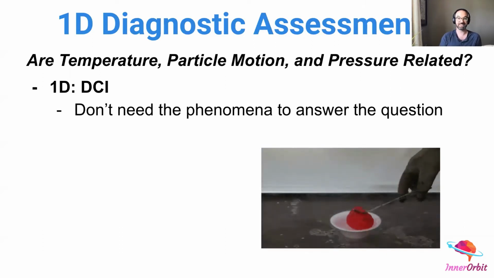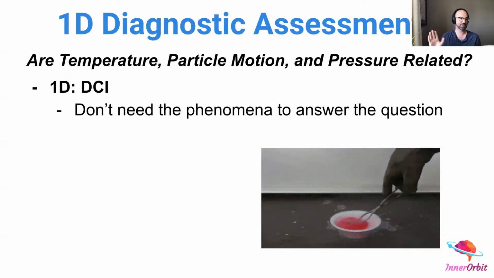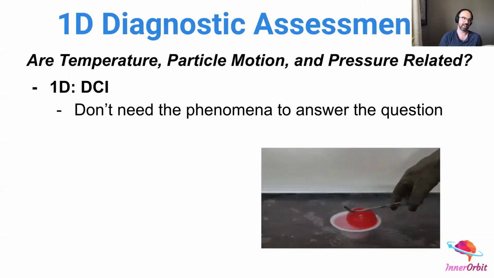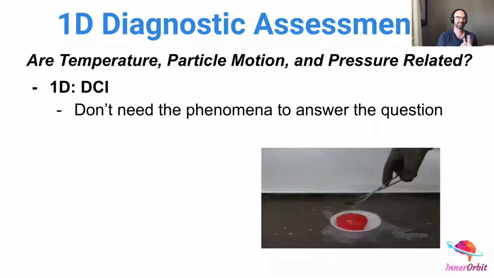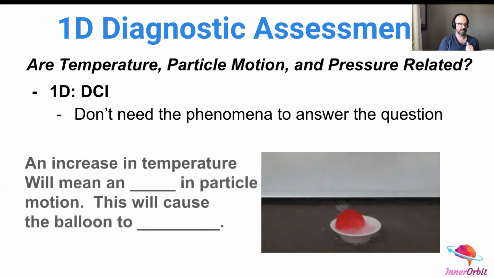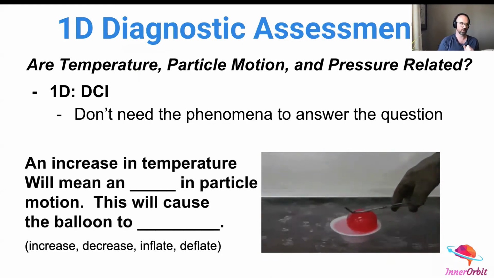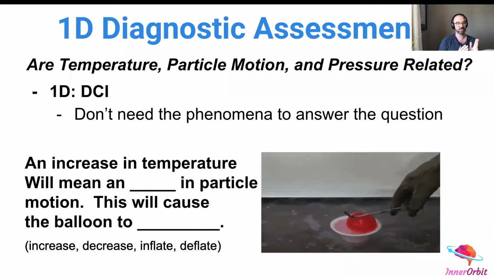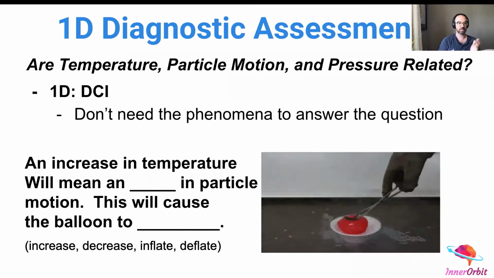This question doesn't need a phenomenon. You could have a picture of an elephant dancing on a ball in a circus, and that would be ample for students answering this question. An example of this question is, an increase in temperature will mean a blank in particle motion. This will cause the balloon to blank. So if students understand the content here and the relationship, then they should be able to answer this question.